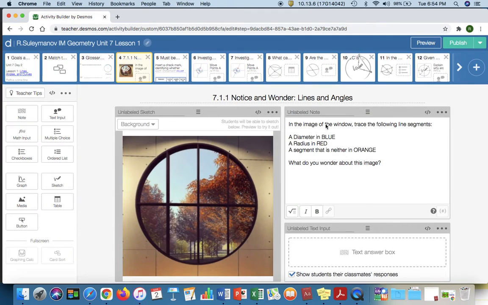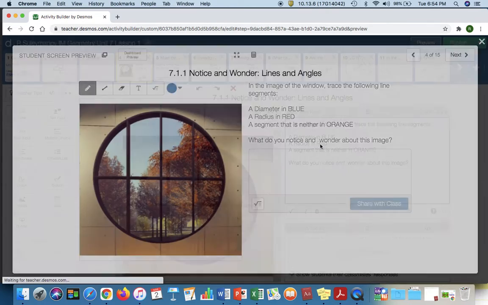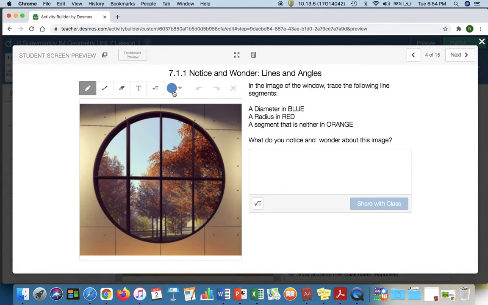And actually, I notice here that I did not write, what do you notice? So what do you notice and wonder about the image? We have a sketch tool here. So the first activity is very interactive with students, asking them to create a diameter in blue. So I'm clicking the segment portion here, and I'm creating a diameter in blue. And if I go to red, I can create a radius in red as a sample, and then keeping it very open about what they notice or wonder about the given image.